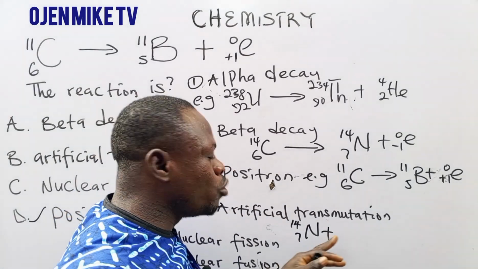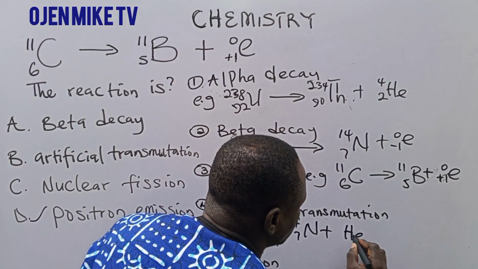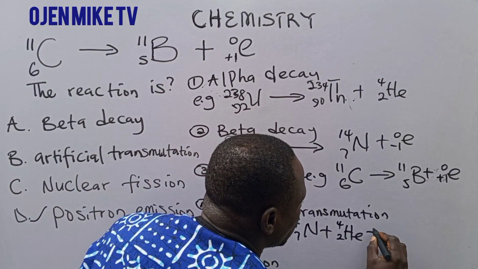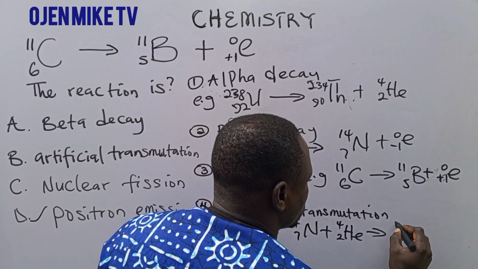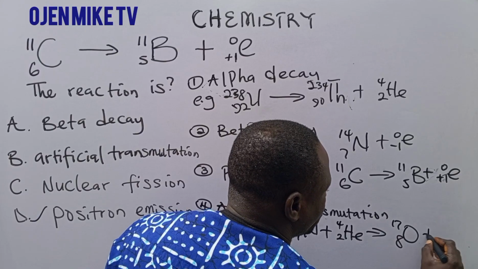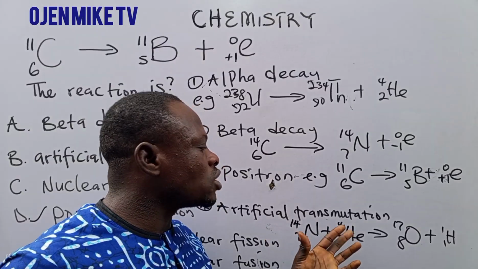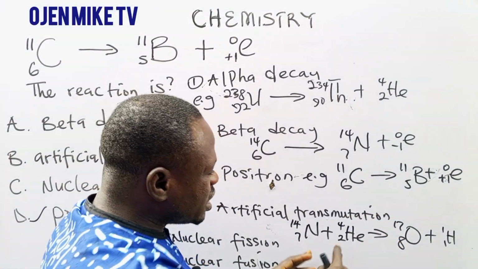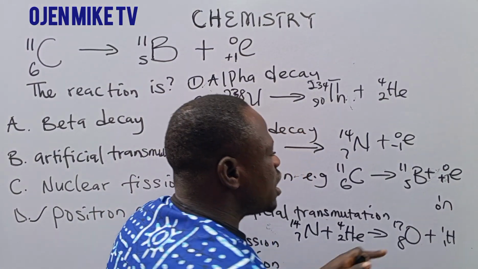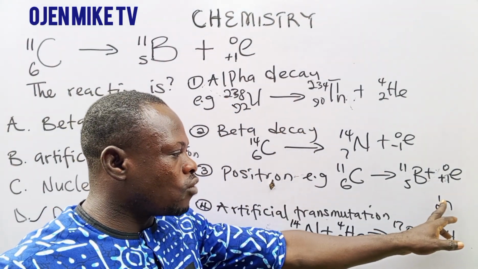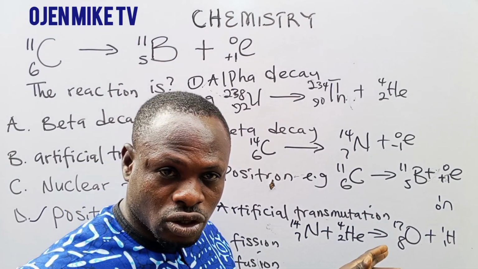Plus a helium particle. Remember, you bombard it with either a helium particle or what? Or a neutron. Plus a helium particle 4, 2 will give you what? Will give you oxygen, atomic number 8, with what mass number? 17, plus hydrogen. If you see any type of equation like this one, artificial transmutation, it is bombarded with a helium particle or a neutron. A neutron is written like this, 1, 0. Anytime you see mass number of 1, atomic number of 0 in a reaction like this, it is what? It is artificial transmutation. Do you understand?